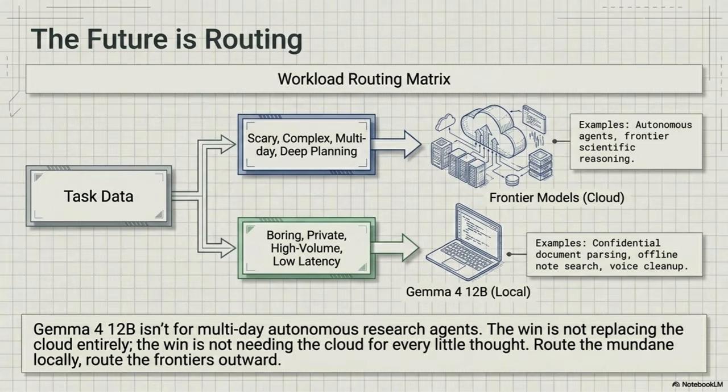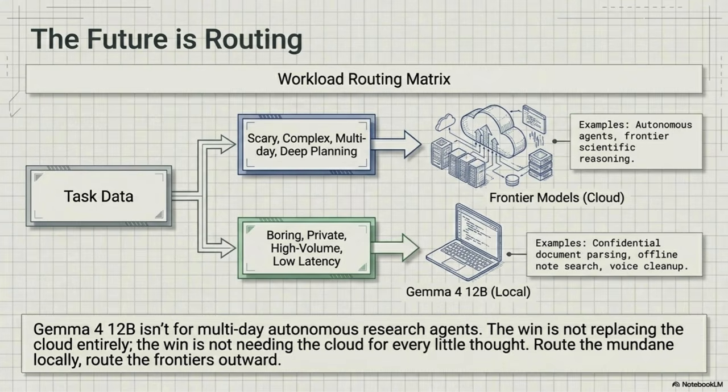Where does it fit? Well, Gemma 4 12B isn't for multi-day research agents. That deeply complex reasoning is still cloud territory. So no autonomous world domination bots running on my MacBook. Not quite yet, but local models absolutely shine where privacy, latency, cost, and volume really matter. Like confidential document parsing. Exactly. Or offline note search. Or instant voice cleanup.